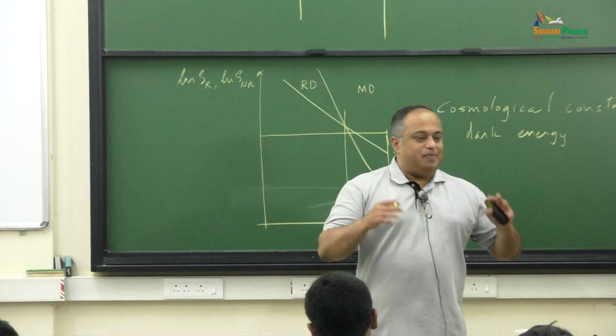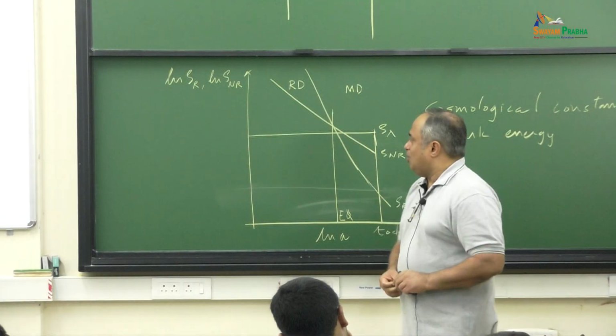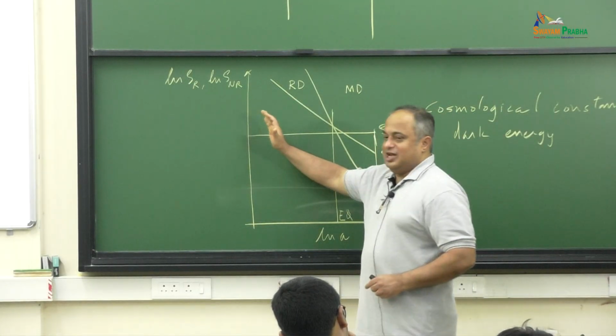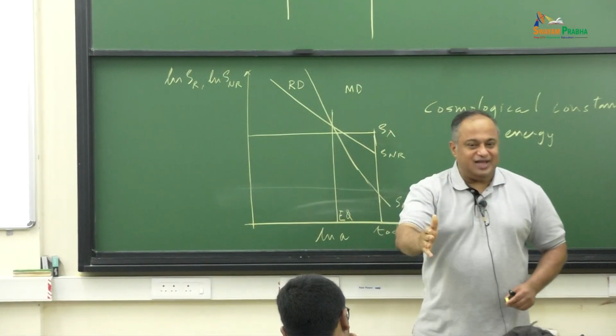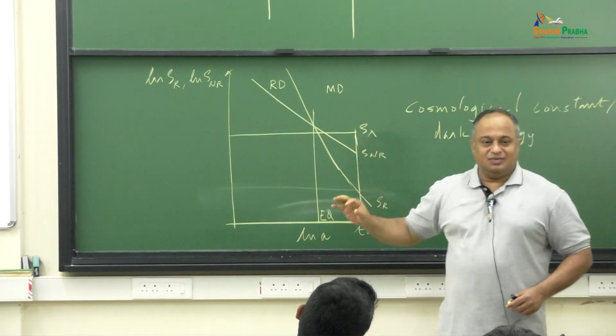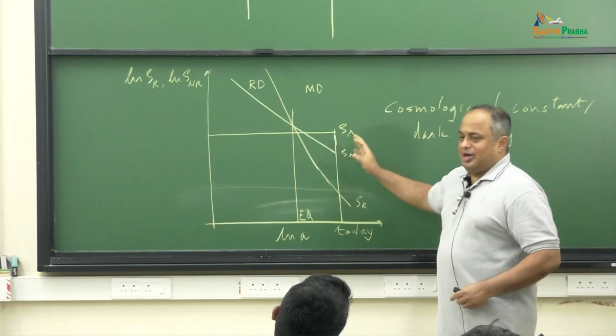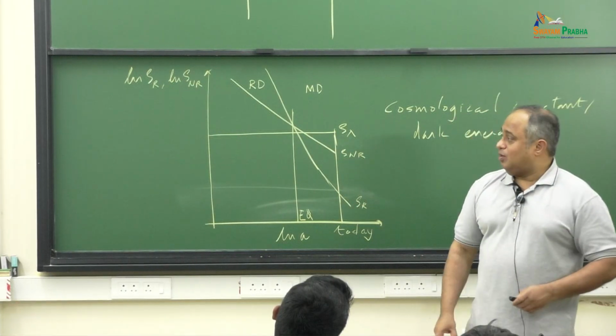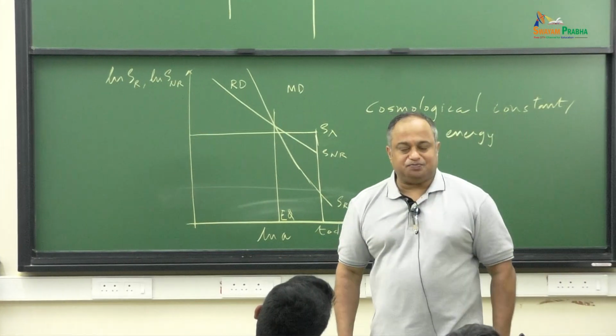But this Big Bang model, what is the Big Bang model? That the universe began in a hot, dense phase. There was radiation, then matter domination, and then lambda domination. It has a problem. And what is the problem? The problem is as follows.